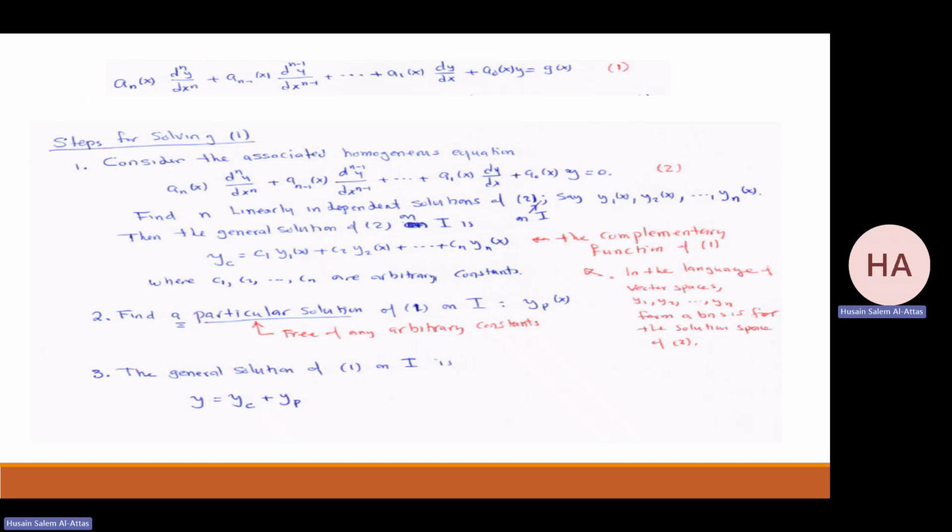So if I have a non-homogeneous equation, what's the procedure? First, I will work out the associated homogeneous equation. I'll try to get n linear independent solutions since it's nth order. So I get Yc, with arbitrary constants. Then I find a particular solution free of any constant. Call it Yp. Then the general solution is Yc plus Yp.